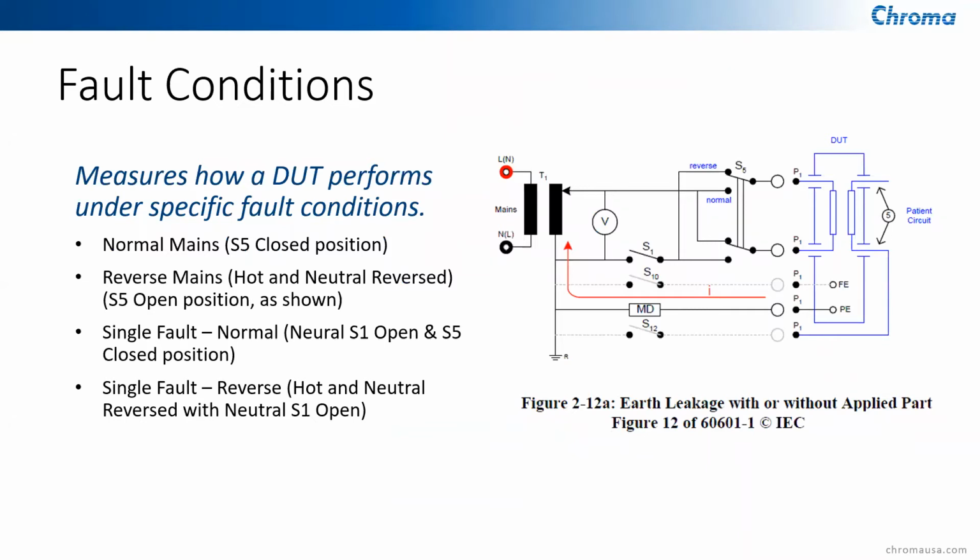So in addition to powering on your product, as well as having it run through the human body impedance network, you also need to do your measurements under certain fault conditions. Fault conditions measure how a DUT performs under certain conditions to the line, neutral, and ground. The main four we have here are normal mains, which would be a closed ground. All operating conditions are normal.